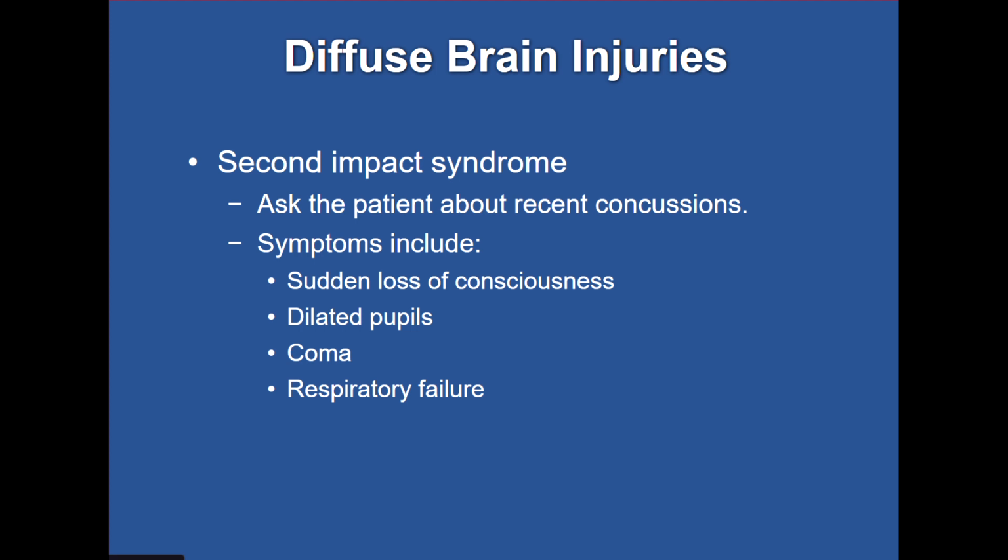To go along with that, while it's very rare, there is something called second impact syndrome, and this is kind of a concussion on top of a concussion. So if somebody goes back to activity too early, they get another concussion. The brain wasn't fully healed from the last concussion, and it has this enhanced effect, and they go into sudden loss of consciousness, pupils dilate out, and then the body just shuts down. You could see death occur within 2 to 5 minutes after that actual impact.